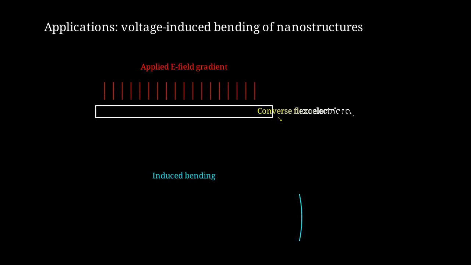Here we show the converse effect. An applied electric field gradient induces bending through the converse flexoelectric mechanism, enabling electrically controlled mechanical actuation. Let me highlight some recent breakthroughs and future research directions in flexoelectricity.